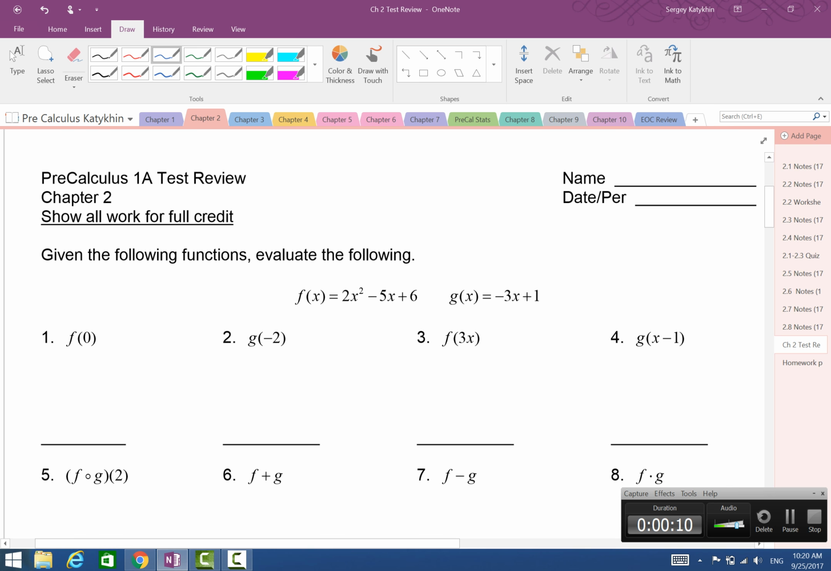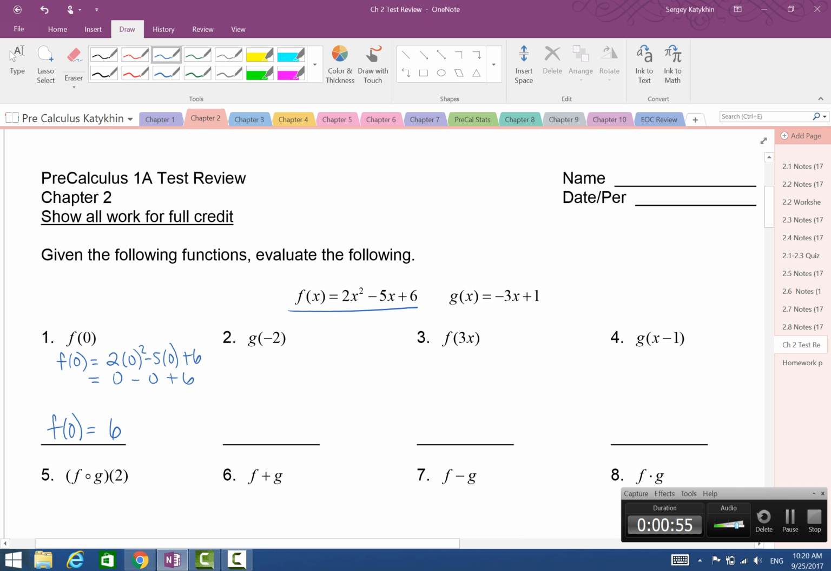Problem number 1 is asking us to evaluate the function f at 0. So let's plug 0 into this function f of x everywhere we see x. So f of 0 is going to equal 2 times 0 squared minus 5 times 0 plus 6. Following the order of operations, we get 0 minus 0 plus 6. And so very quickly we know that f of 0 is going to give us a positive 6.